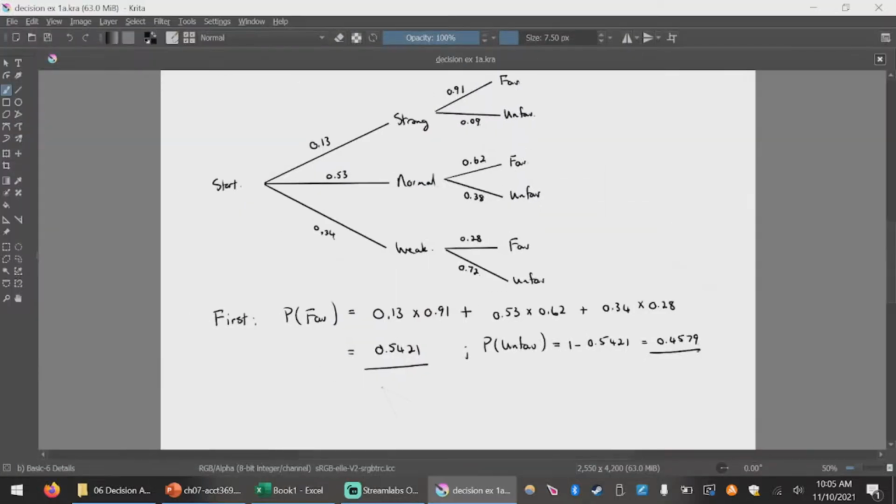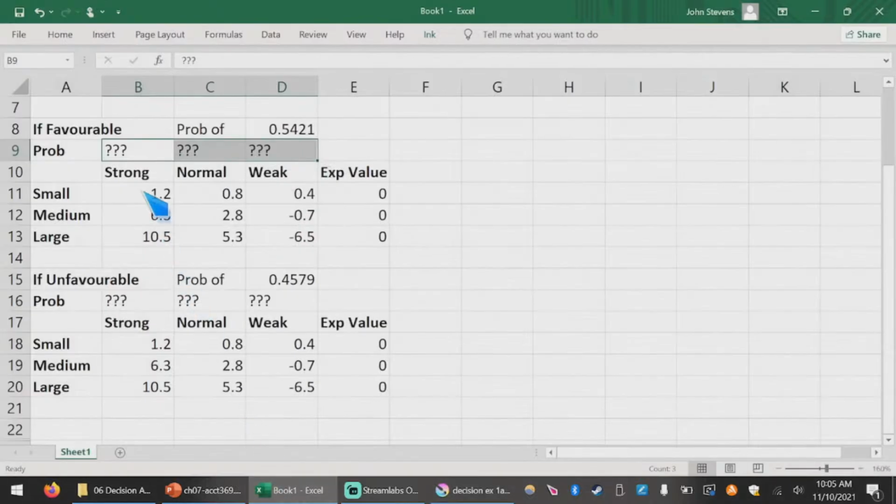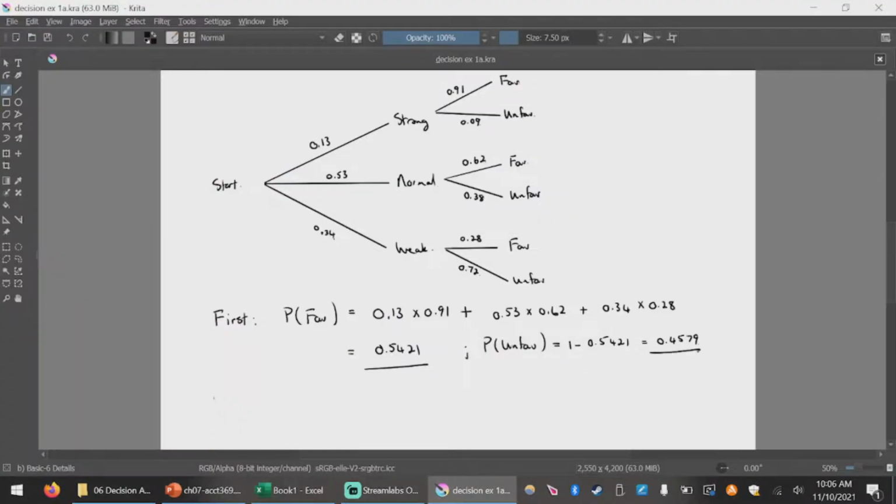Okay, so now what we need to do is to find these probabilities. That is, if the market survey is favorable, what is the probability of the market being strong? Let's write that down. If the market survey is favorable, that's given information, what is the probability of the market condition being strong? And you'll see that that is not a probability that we have on the tree, which is totally fine.